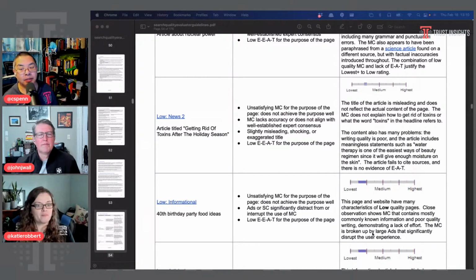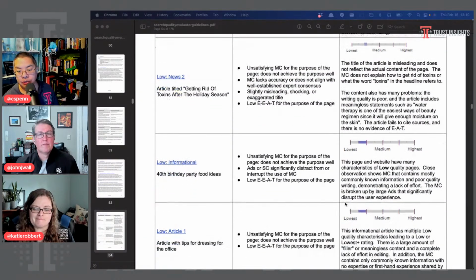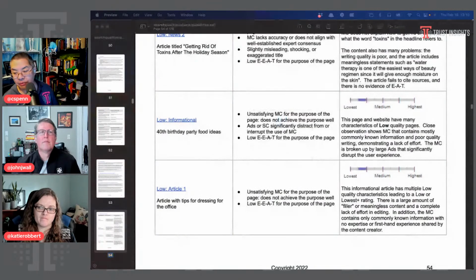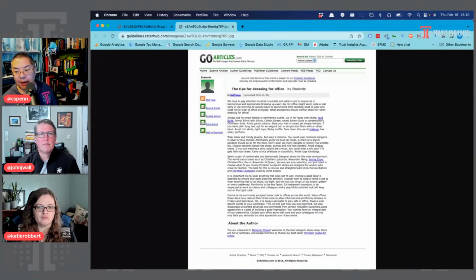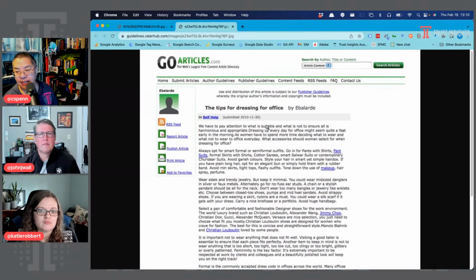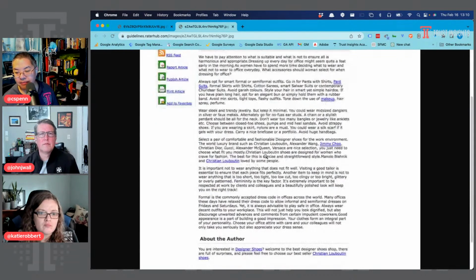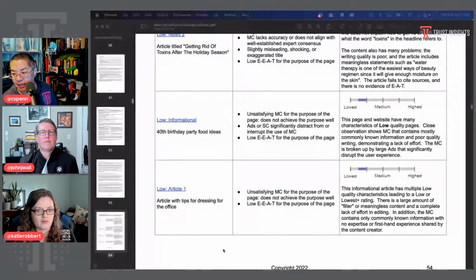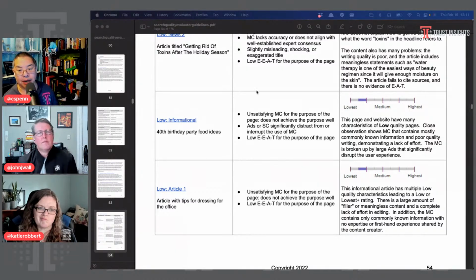So part of learning how to use the guidelines is in fact going through the examples and going, okay, well, why was this rated this way? This is another one that was rated low quality. At first glance, the design's a little on the old side, but it looks okay-ish. But then when we go to the rating, we see there's a large amount of filler or meaningless content and complete lack of effort in editing. In addition, the main content contains only commonly known information, no expertise or first-hand experience created by the content author.